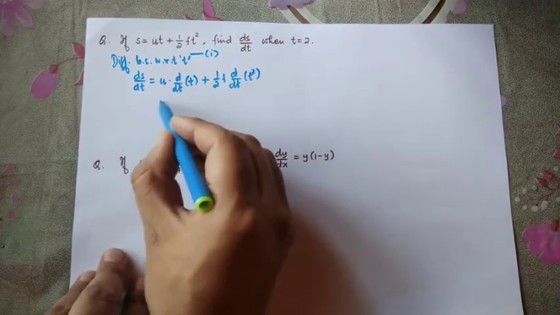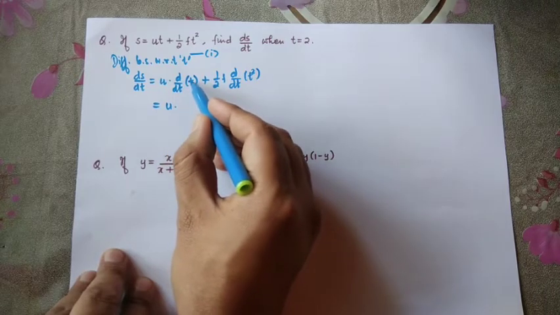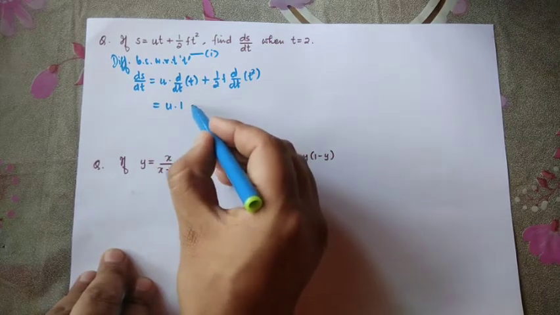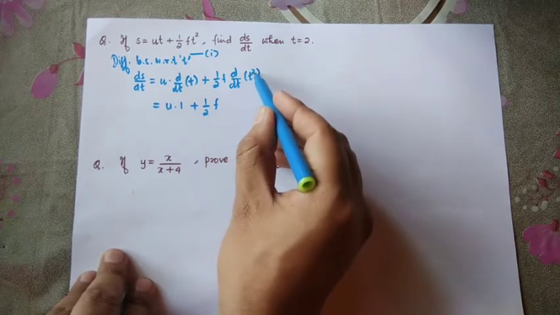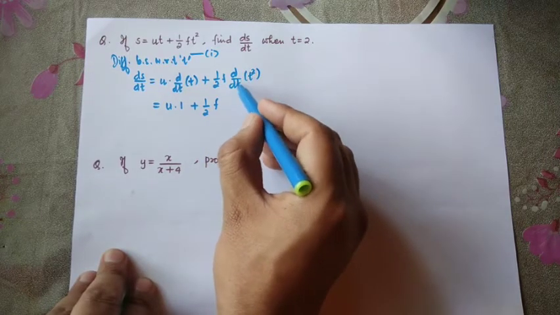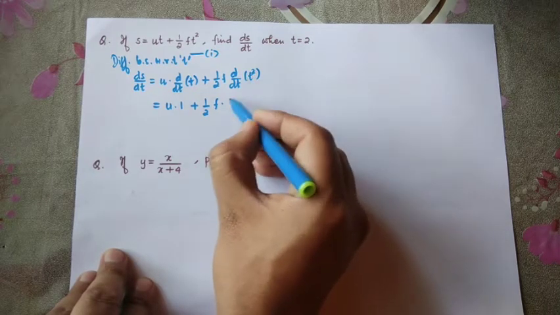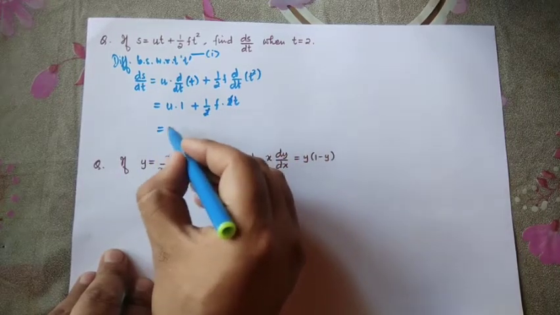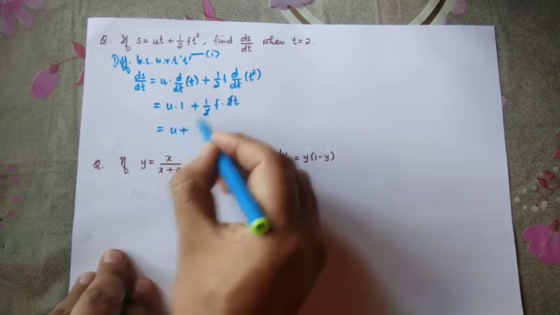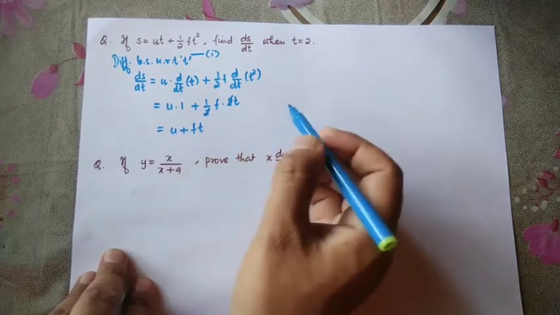Now we have u into d by dt of t, which is 1, plus half f into d by dt of t square. The derivative of x square is 2x, so similarly it will be 2t. Now t and t get cancelled, so we have u into 1, which is u, plus f into t, which is ft.